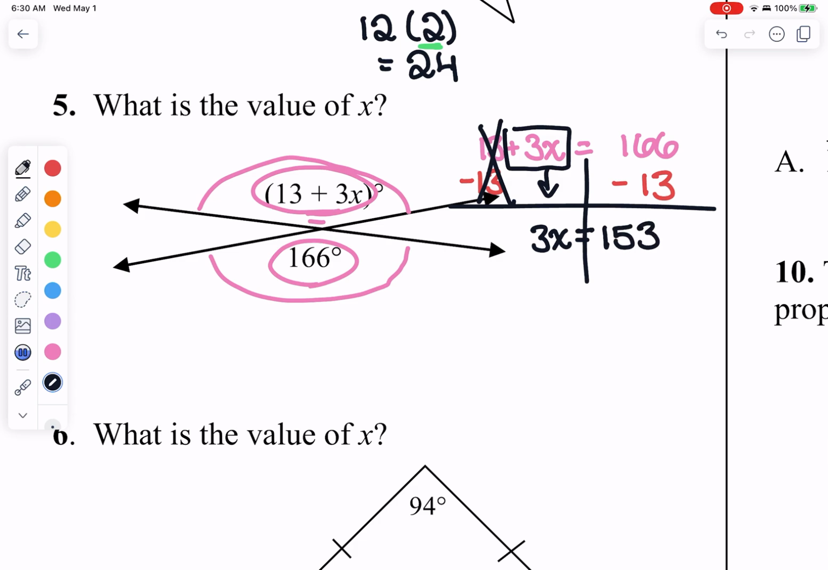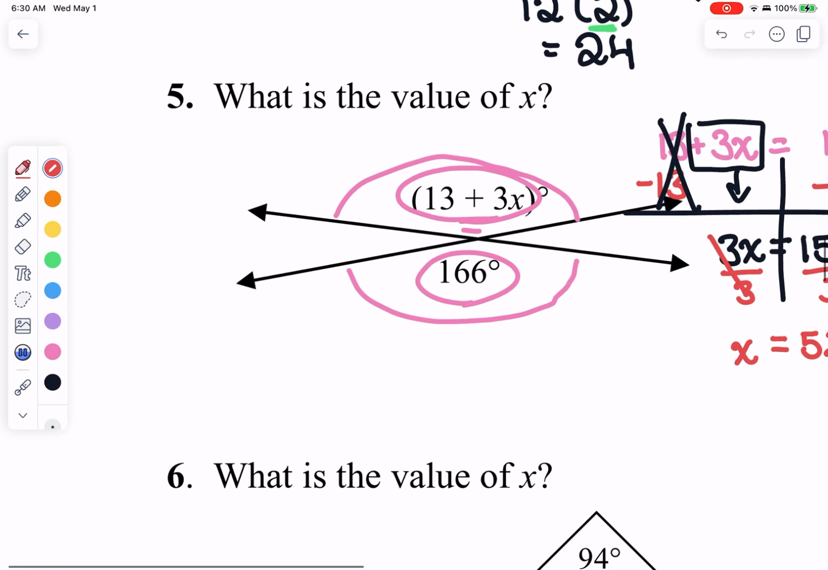The last step is that on the left side, I'm left with 3x. The opposite of multiplying by 3 is dividing by 3. So I bop the ops, drop the junk. 153 divided by 3. I'm going to go with 51. 51. x equals 51. How can I check my answer?